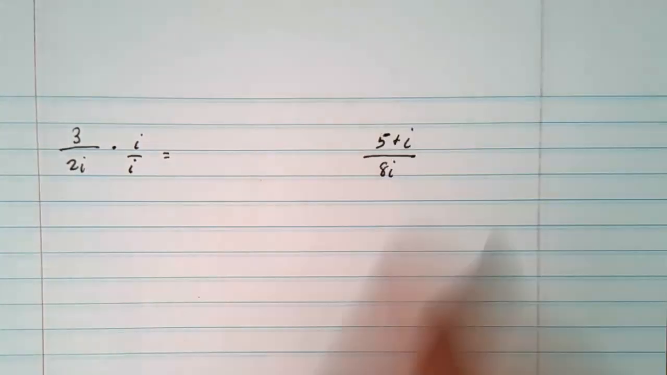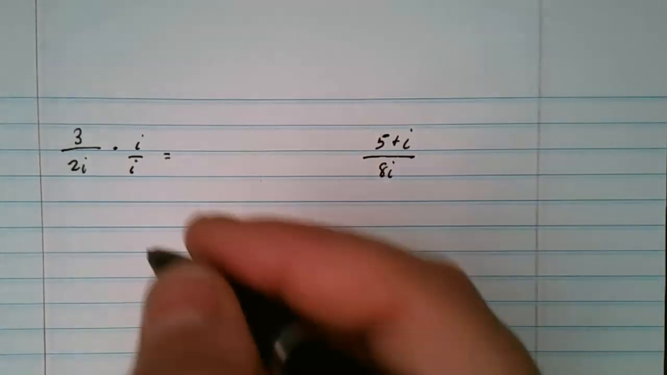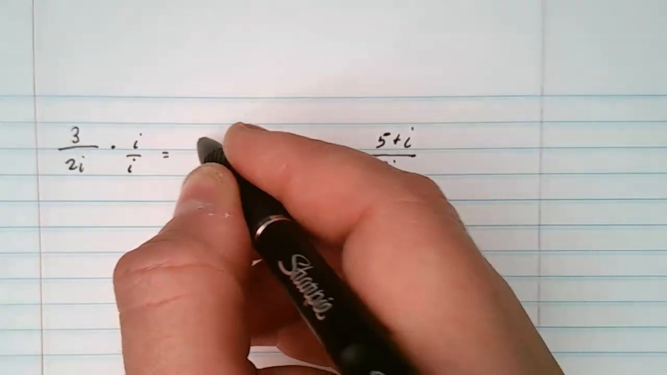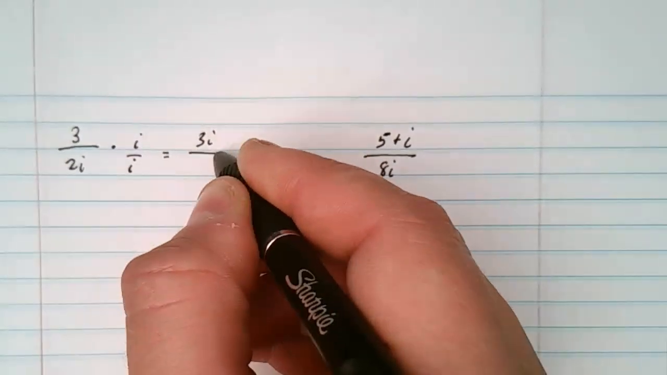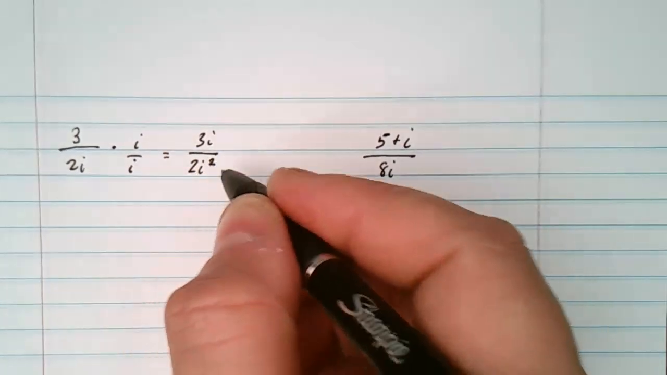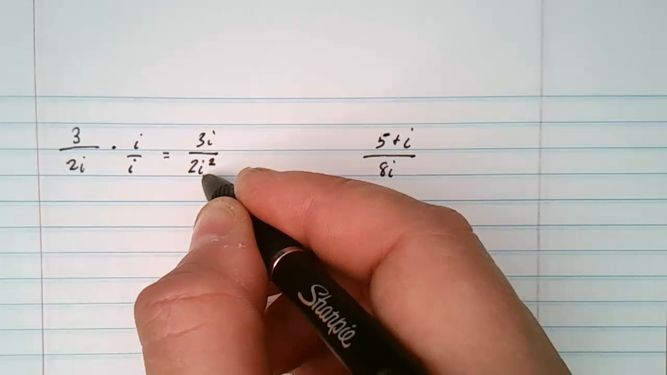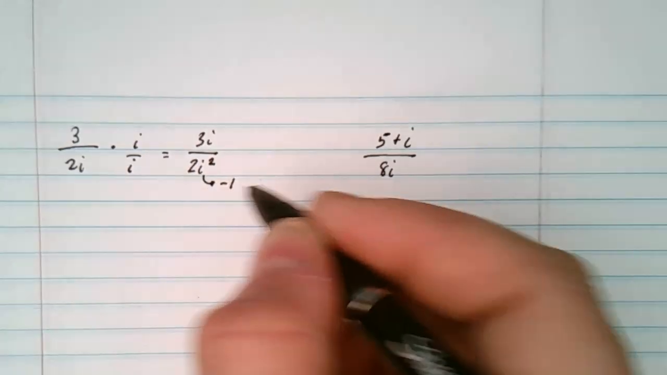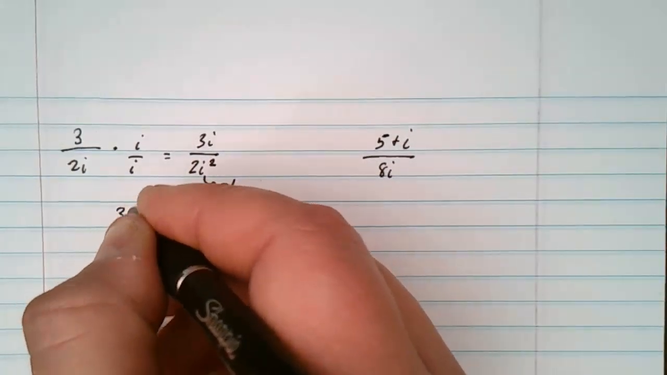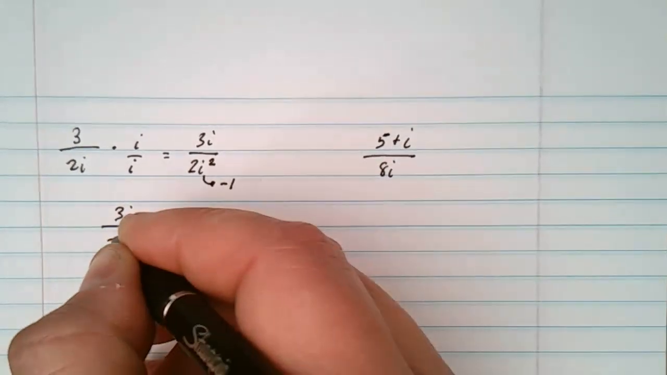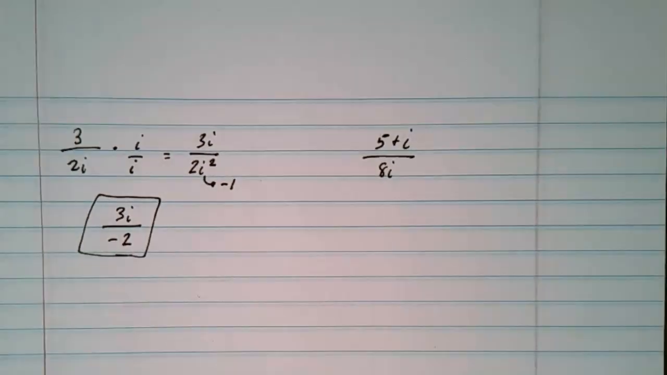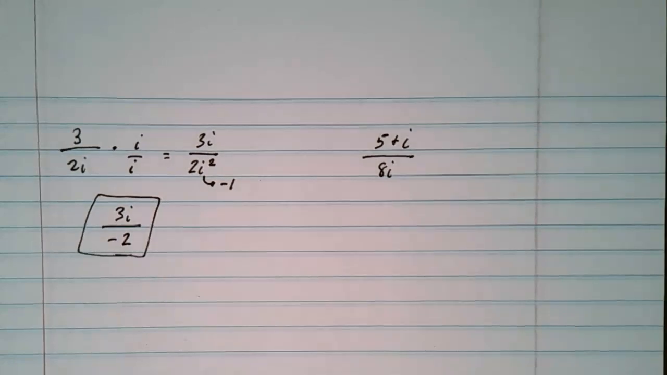Now what this does, mathematically, you're multiplying by 1, so you're not changing the original problem. 3 times i is 3i, and 2i times i is 2i squared. But remember, i squared is -1, so you really have 2 times -1 in the denominator, so you end up with 3i over -2. And all this does is get the imaginary part out of the denominator.